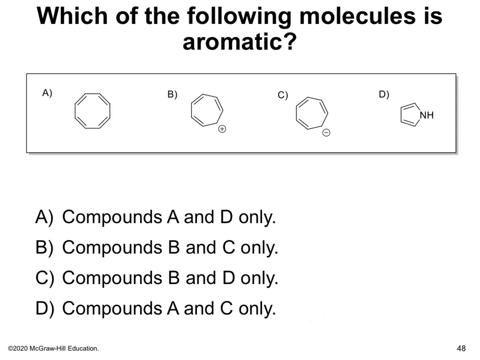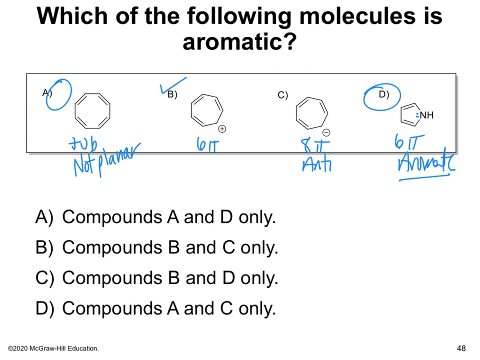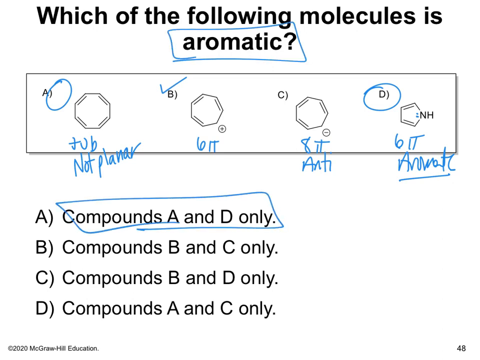Which of the following molecules is aromatic? This one, you find that it's not planar because it's the 8-membered ring. It's talked about in your textbook, the tub, so that's not planar. This one has 6 pi electrons, so that one's going to be fine and it's fully conjugated. This one has 8 pi electrons. This is going to be anti. And then this one, do we count those pi electrons? Yes, we do, because the nitrogen does not have a double bond. So A and D are aromatic.